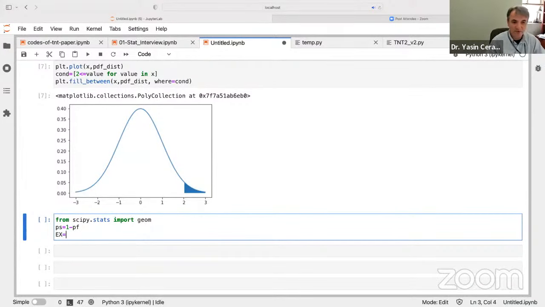Expected number of days it's going to take. So expected number of, let me use n, it's going to take for me to get a number greater than 2, if I draw a number every day, is actually geometric. I'm just going to take the mean, and the parameter is going to be the probability of success. So let me just print this.